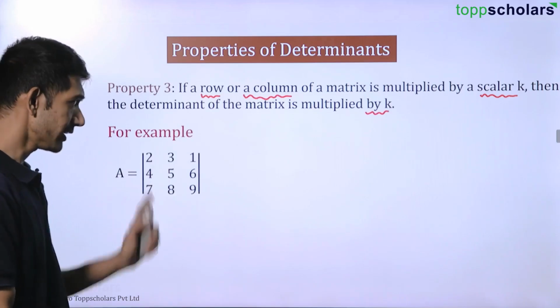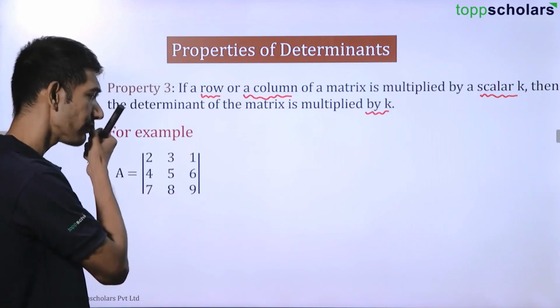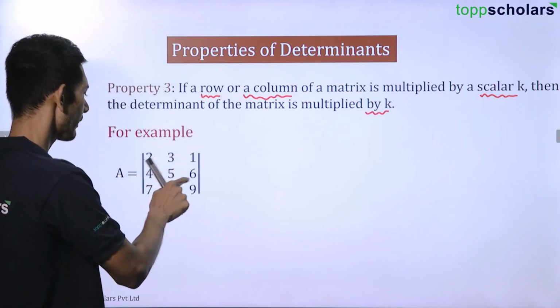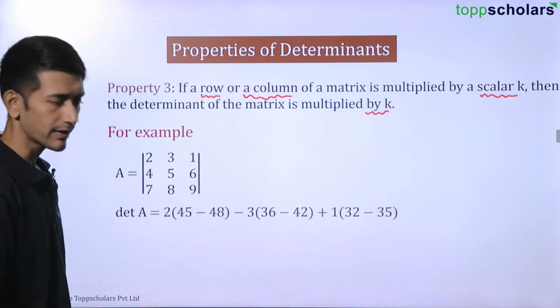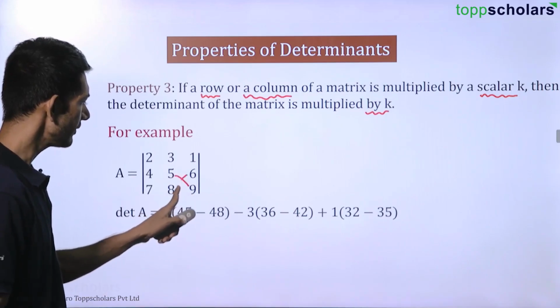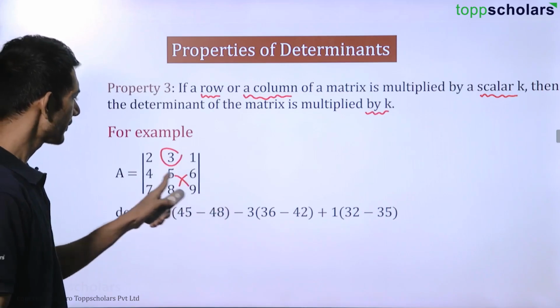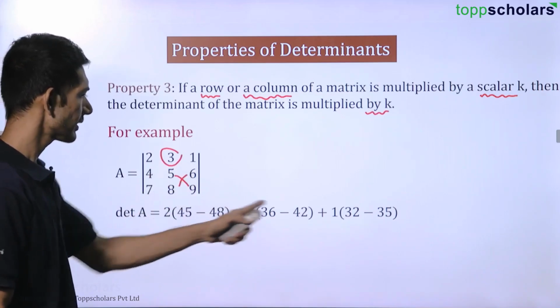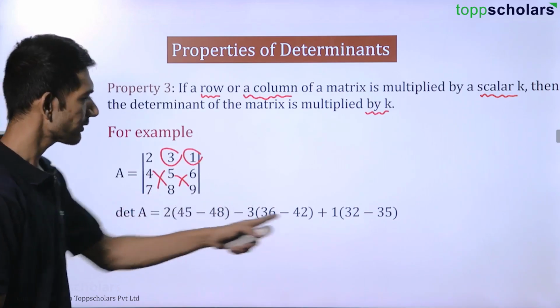So here is a determinant of A, that is, here is a matrix A. We have written it in the form of determinant, that is 2, 3, 1, 4, 5, 6, 7, 8, 9. Okay. Let me find out the determinant of A first. So this is 2 multiplied by 9 5s are 45. Directly we have done it. This is 48. Then minus 3 in the middle. 4 9s are 36. 6 7s are 42. And then 1 at the end. 4 8s are 32. 7 5s are 35.